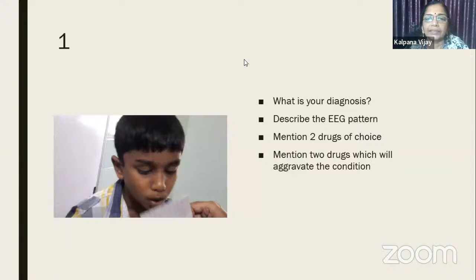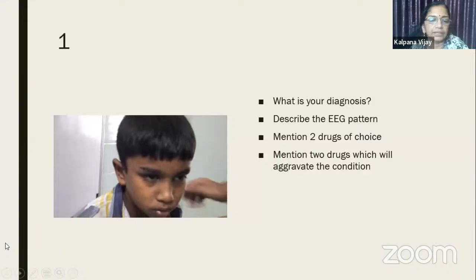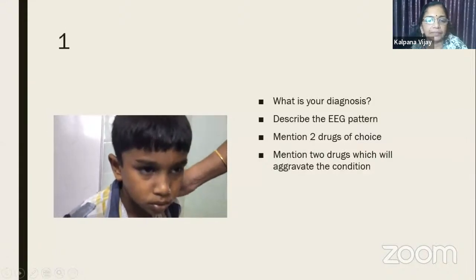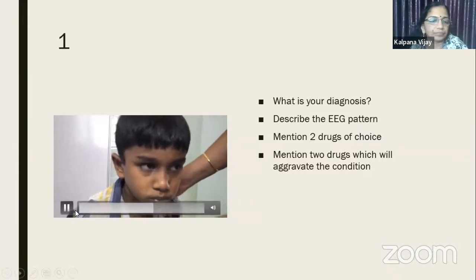And hyperventilation is the provocative procedure that has been done, which we will do in the EEG lab also. What has happened is the child has stopped hyperventilating and has stopped responding also. See, he has become unresponsive. So this is the absent seizure.